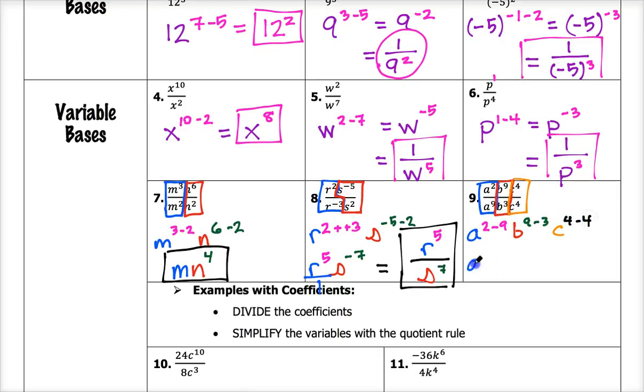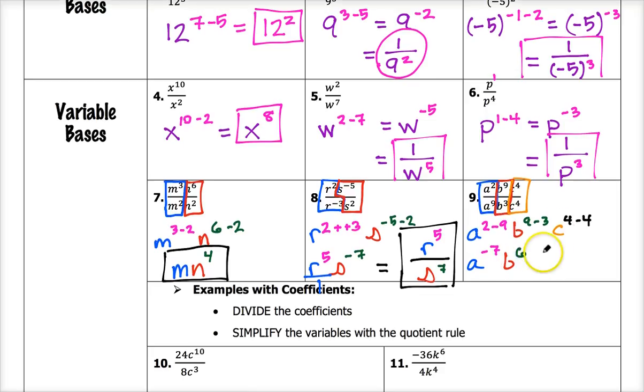So we get a to the negative 7th, b to the 6th, and c to the 0. Okay, because of this negative exponent here, we're going to have a fraction answer because we'll need to flip this a to the negative 7th to become 1 over a to the positive 7. Our b to the 6th can stay as it is. This is b to the 6th over 1.